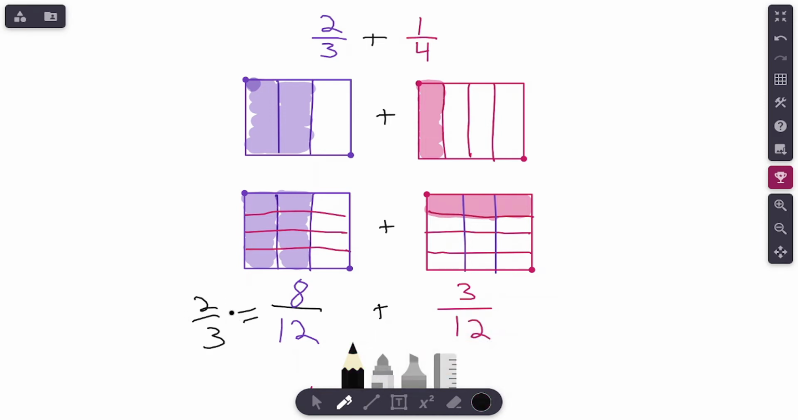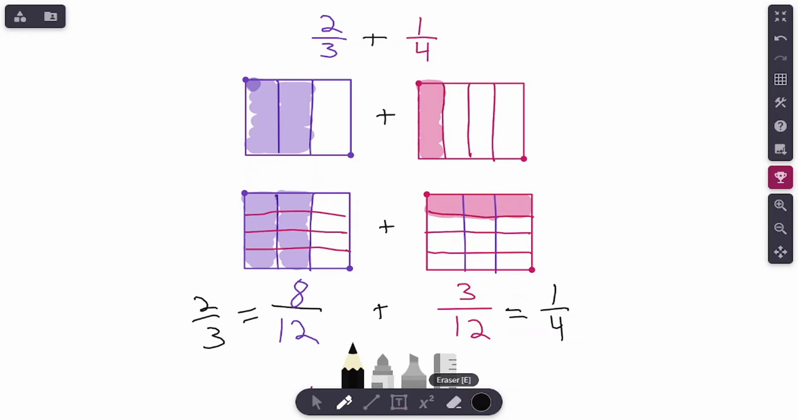All right, this was not magic how this happened. 3/12 is equal to 1/4. This is not magic how this happened. What we did was we found common denominators by dividing these models into equal size pieces. We created equivalent fractions. 2/3 is equal to 8/12. 3/12 is equal to 1/4. Both of these fractions are equivalent and equivalent.